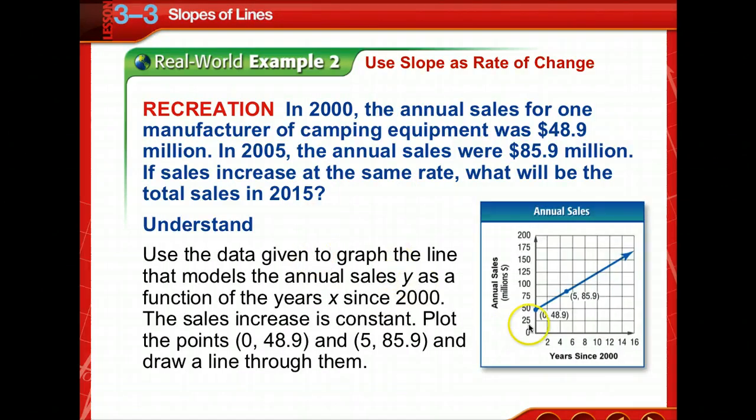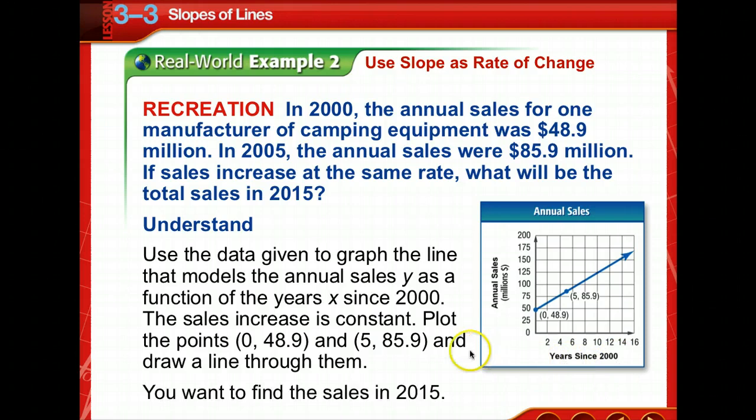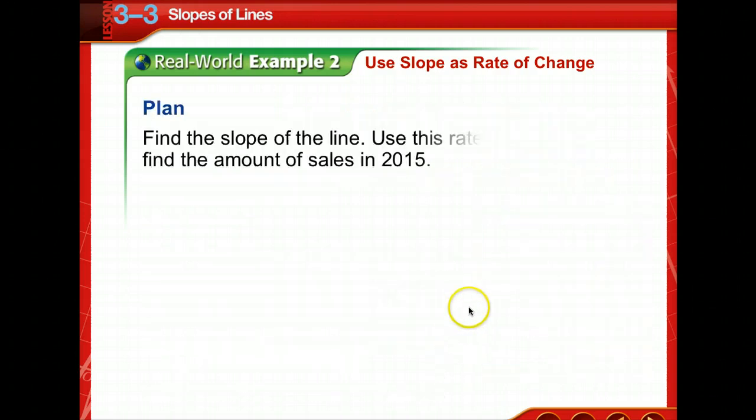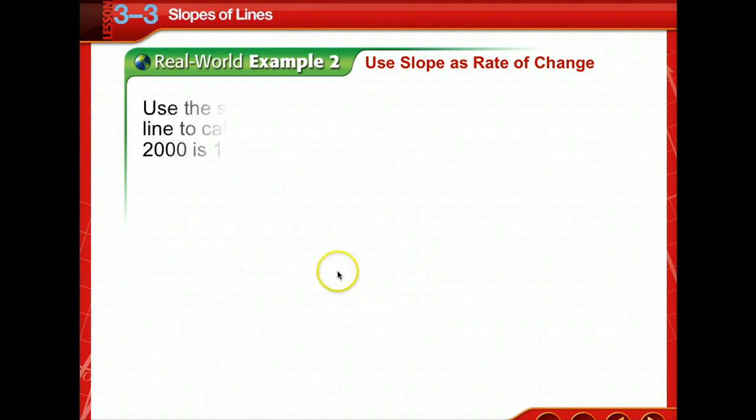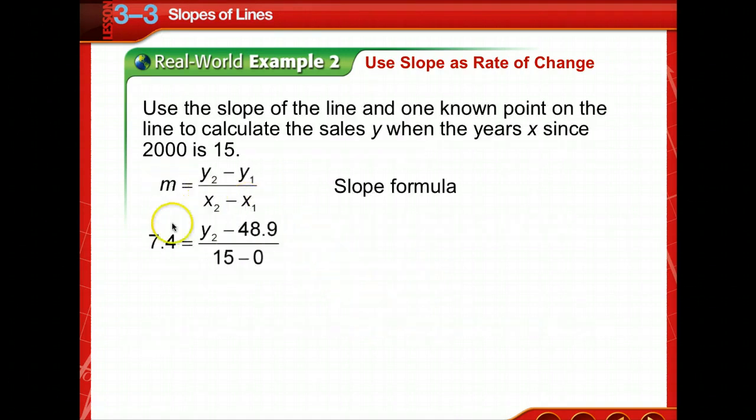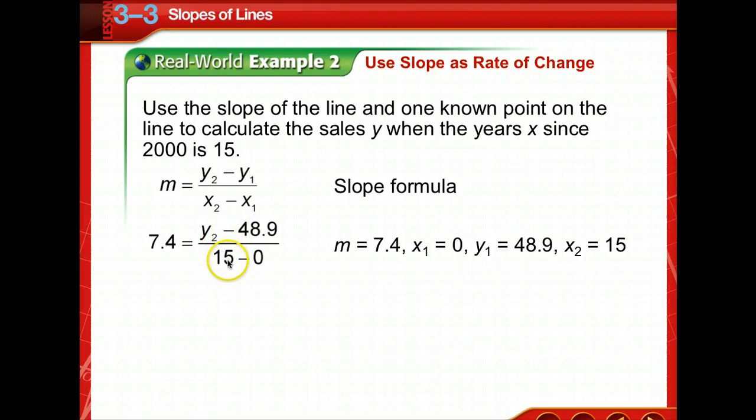So they plotted the 2 points, 0 and 48.9, and then 5 years later it was 85.9. What will it be in 2015? Notice we're looking at how long, the years since 2000. So the slope for the line is 7.4. So if we have that same slope of 7.4, what will it be in 2015, or 15 years from 2000?